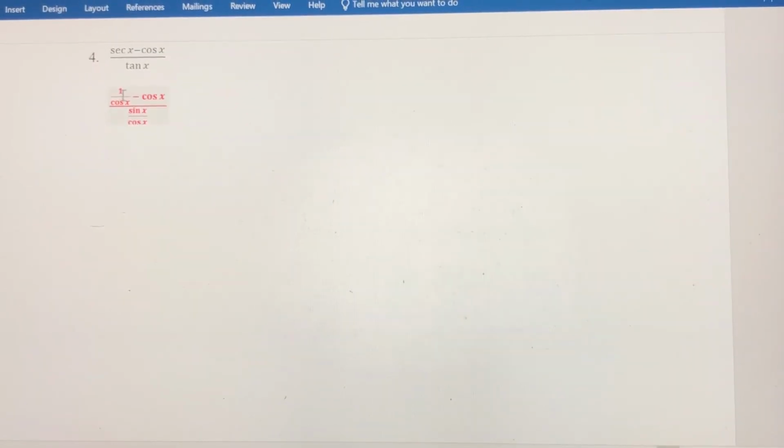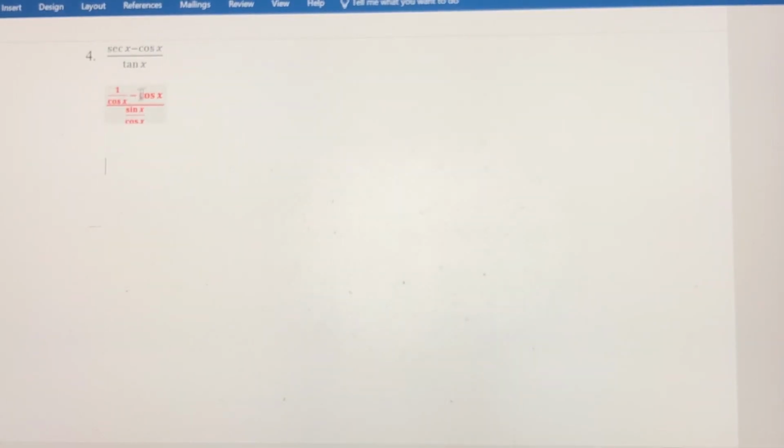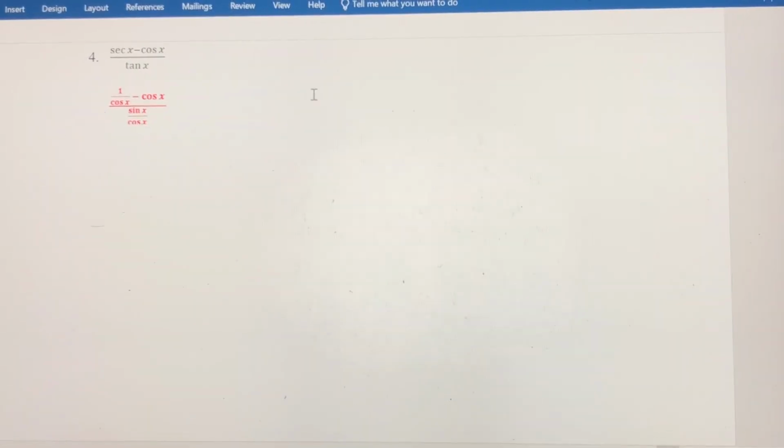Now, within my numerator, I have to get a common denominator. That's really the only algebraic step I can take right now. So my common denominator within this numerator here would be cosine of x. So I'm going to multiply that second term by cosine of x over cosine of x, all right? So when I simplify, I get 1 minus cosine squared of x over cosine of x, and my denominator stays the same, okay? So now I'm going to flip this and multiply, okay? So my numerator stays the same, and then I'm going to multiply that by cosine over sine, okay?